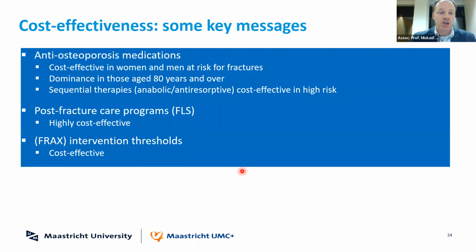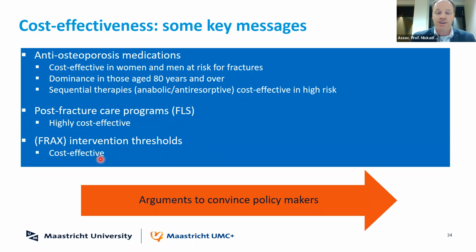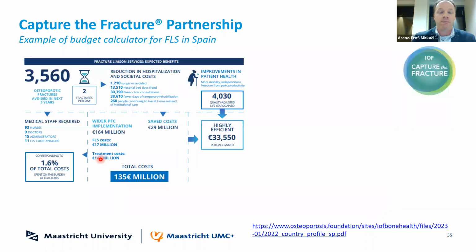There's a lot of application of cost-effectiveness, and a lot of them really suggest the high economic value of osteoporosis medication in both women and men. They also suggest the dominance, especially in those aged 80 years and over. They suggest that sequential therapy with anabolic and anti-resorptive is a good way to allocate healthcare resources. They also suggest the high economic value of post-fracture care programs, and that intervention thresholds are cost-effective. Thus, we have good economic arguments to convince policymakers about the high economic value of osteoporosis management.